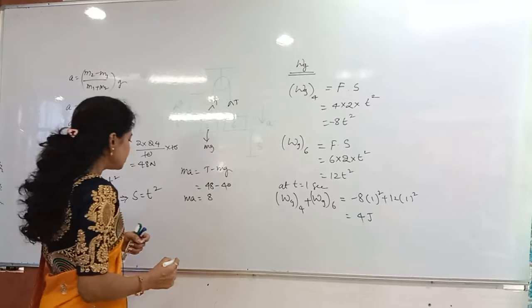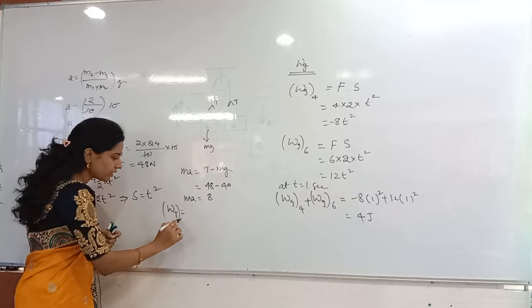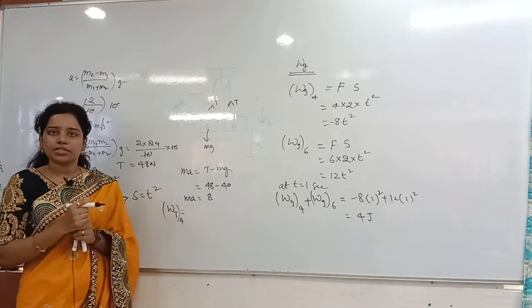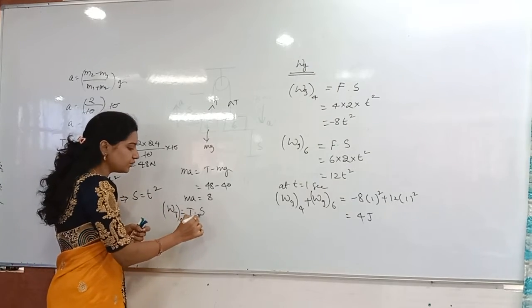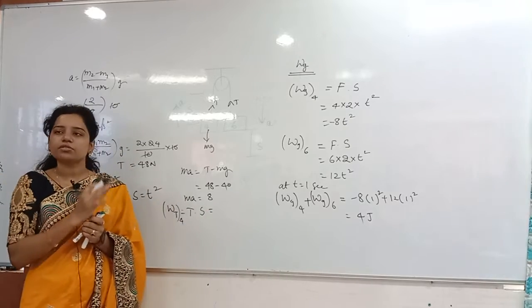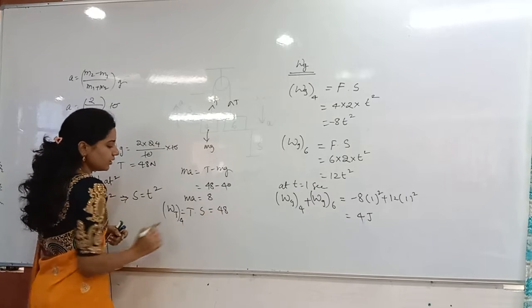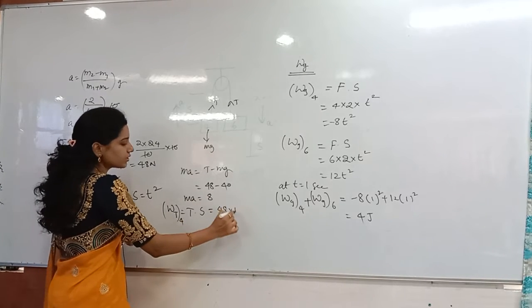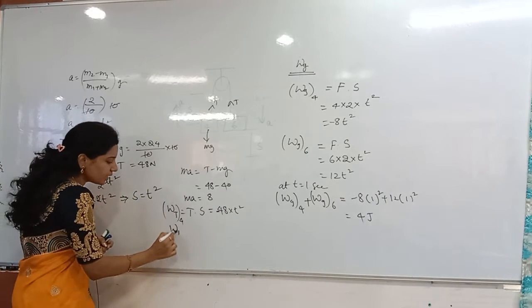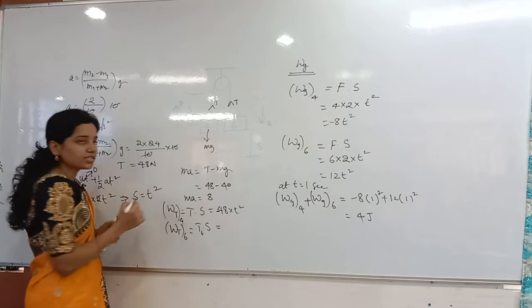Next you have to see the work done by the tension. For the 4 kg block I will see. For the 4 kg block, what is the work done here? What is the tension here? T. Work done by the tension is nothing but what? Tension into displacement only. Tension is how much here? T is equal to 48. And then displacement is t square. In the upward direction, nothing but minus 48t square. Work done by the tension for the 6 kg block: tension on the 6 kg and then displacement of the 6 kg.